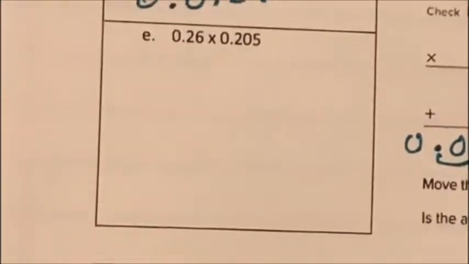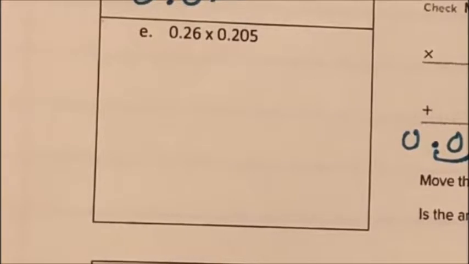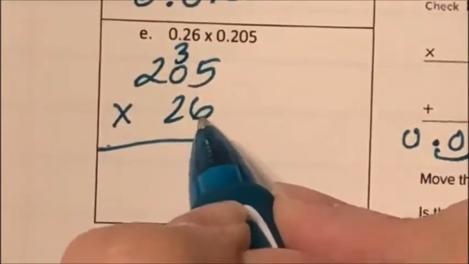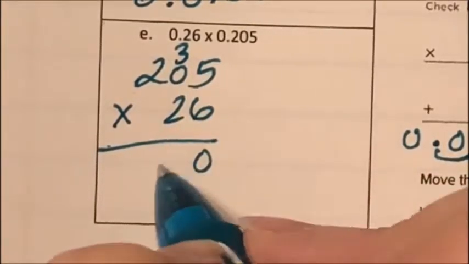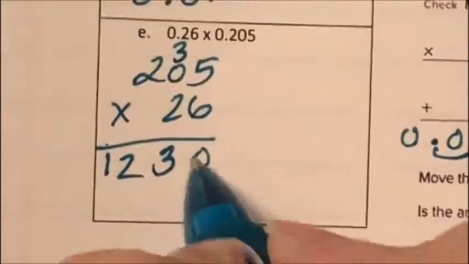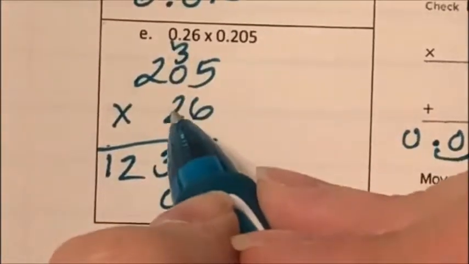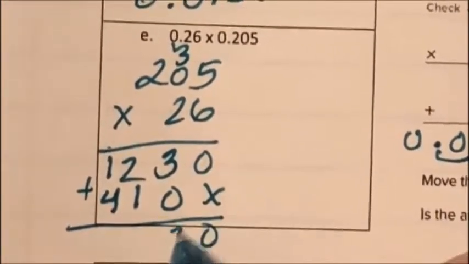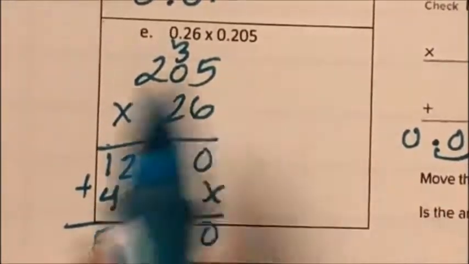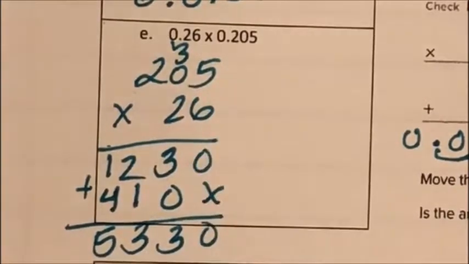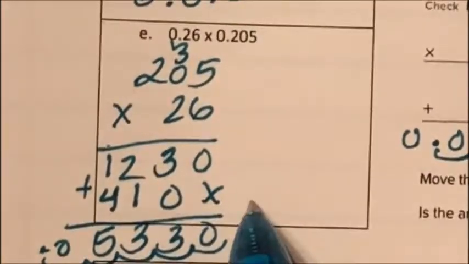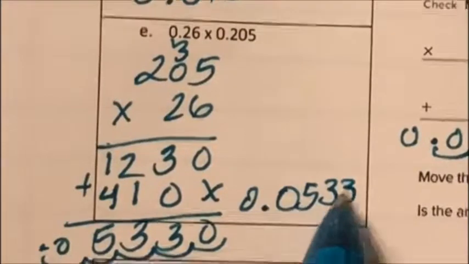Okay. Letter E, 0.26 times 0.205. So I'm going to take 205, multiply it by 26. 6 times 5 is 30. 6 times 0 is 0. Plus 3 is 3. 6 times 2 is 12. 2 times 5 is 10. 2 times 0 is 0. Plus 1 is 1. And 2 times 2 is 4. Okay. I have 2 decimal places and 3 decimal places. That gives me 5 total. I have to annex a 0. So I get 0.05330.